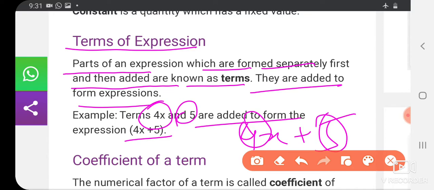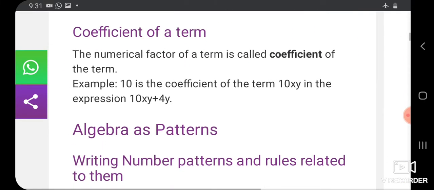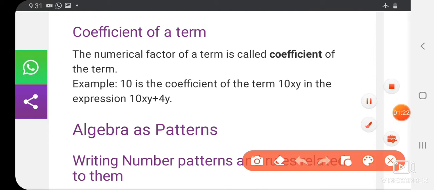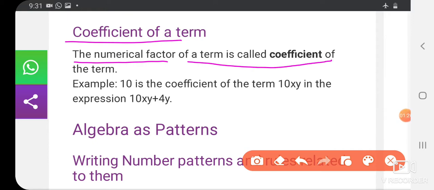Just remember this. Okay, next, coefficient of a term. So what is the coefficient of a term? You see, the numerical factor of a term is called the coefficient of a term. For example, 10 is the coefficient of 10xy. So if I ask you what is the numerical coefficient of 10xy, here the numerical value is 10, so the numerical coefficient is 10.